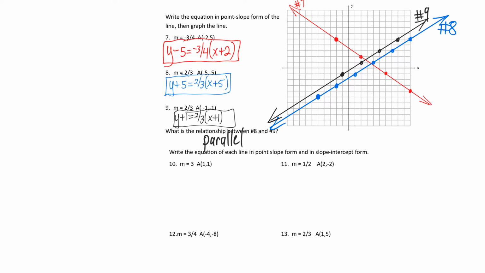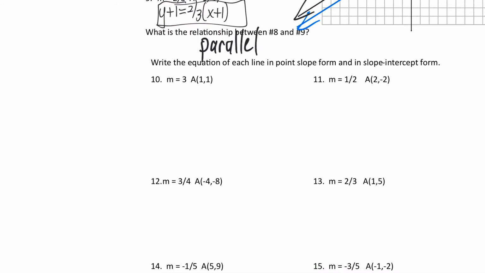All right. So one more thing I want to do real quick is we're going to put it in point slope and then we're going to convert it to slope intercept. So on number 10, okay, I've got slope, I've got a point on that line. So what's that going to look like in point slope? y minus 1 equals 3(x minus 1). Okay, good. So this right here is in point slope form. All right, so we've already got that.